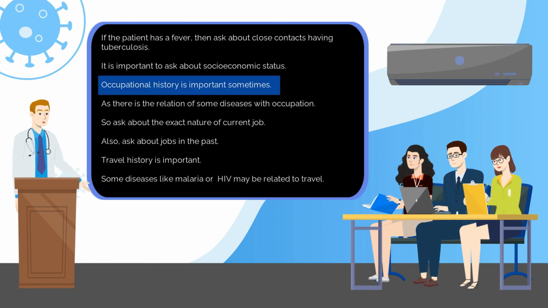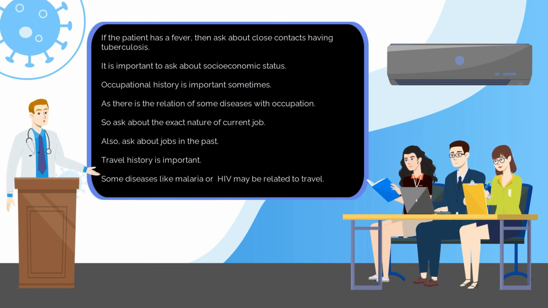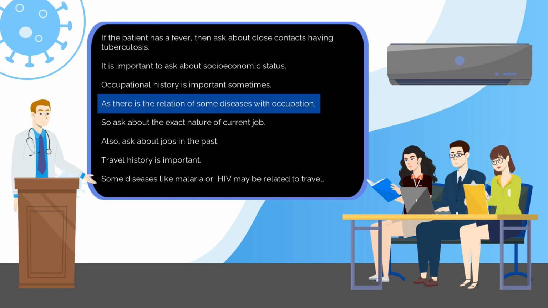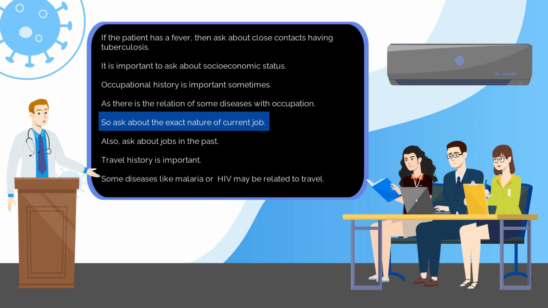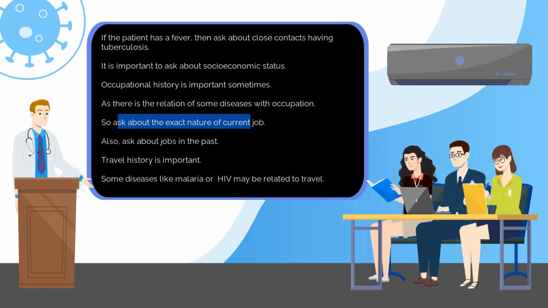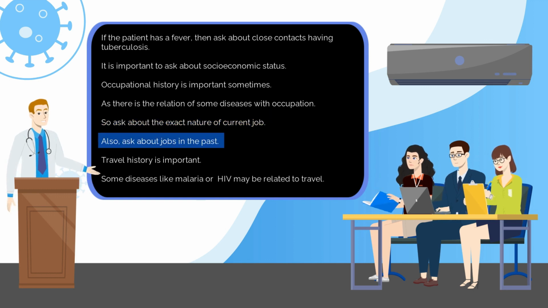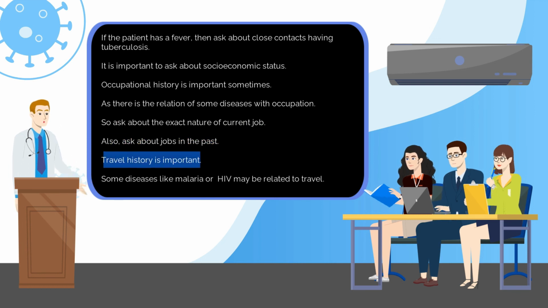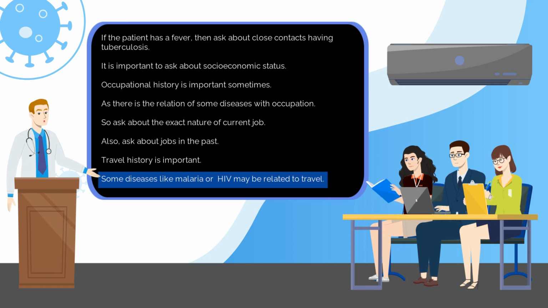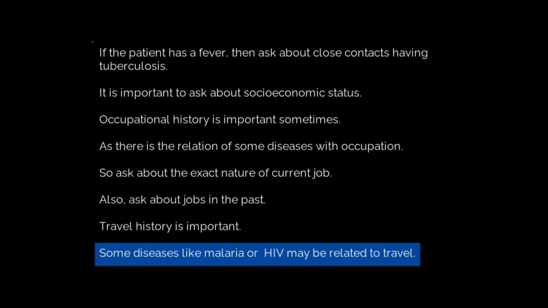Occupational history is important sometimes, as there is the relation of some diseases with occupation. So ask about the exact nature of current job. Also, ask about jobs in the past. Travel history is important. Some diseases like malaria or HIV may be related to travel.